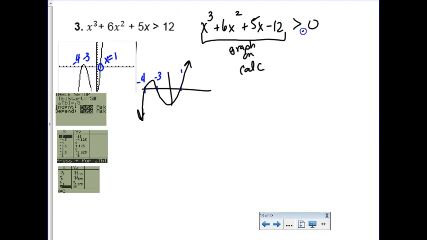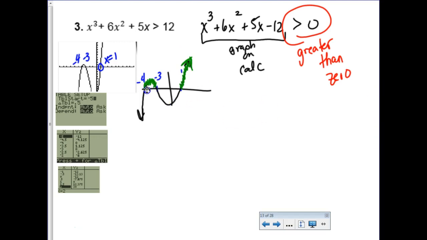They want to know where my function is. Translate this for me, guys. What does that say? Greater than 0. So that would be above the x-axis. So we're talking this guy right here and this part right here, which goes forever. So it does not say equal to 0.